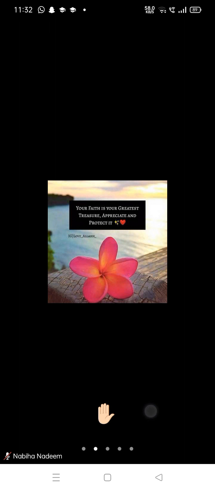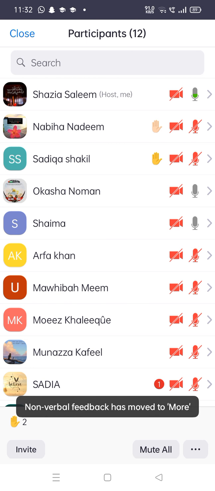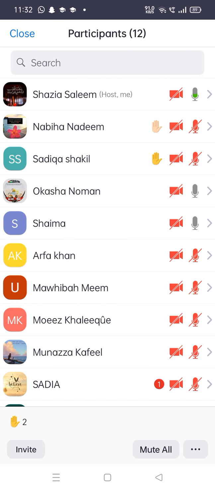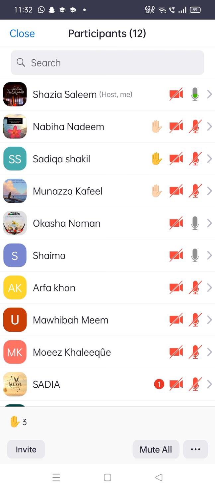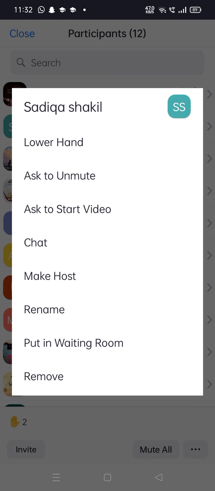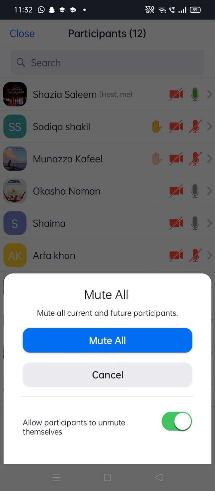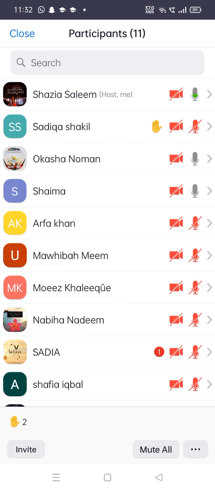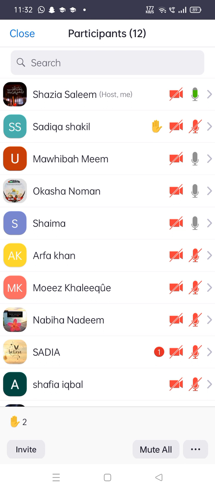Two hands. Okay, Sadiqa Shakil, you can tell me. An abiotic component of ecosystem which helps the seed to disperse. Yes, ma'am, it is wind. It's wind or air. Okay, fine.